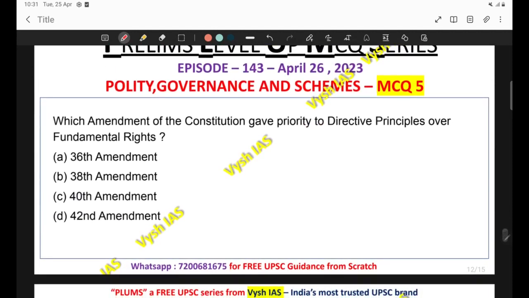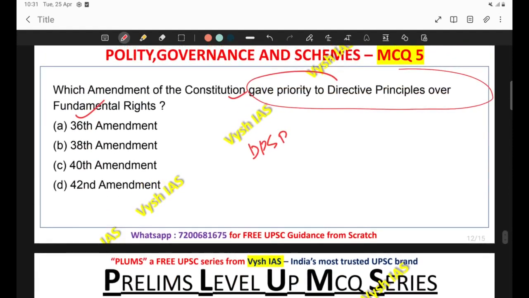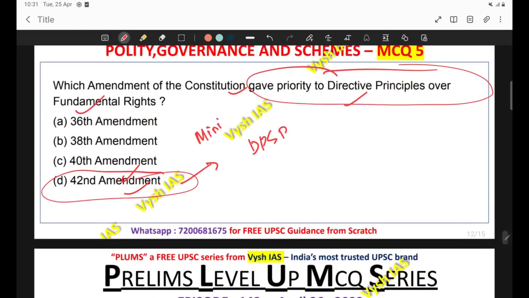Now come to the next question. Which amendment of the constitution gave priority to DPSP over fundamental rights? The tussle between DPSP and fundamental rights, then the basic structure, all those important parts of polity, the core parts of our constitution, how they evolved, becomes important. Whenever these kinds of questions come up, you can go for the 42nd Amendment Act because it made such huge changes that it is called a mini constitution. So mostly they will ask about the 42nd Amendment or the recent amendments. So here the correct answer is the 42nd Amendment Act, option D.